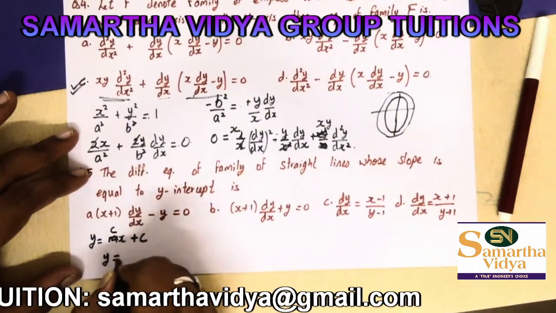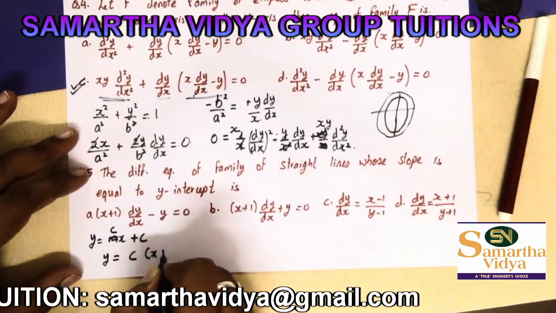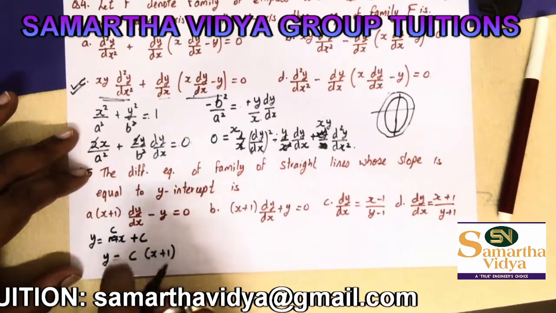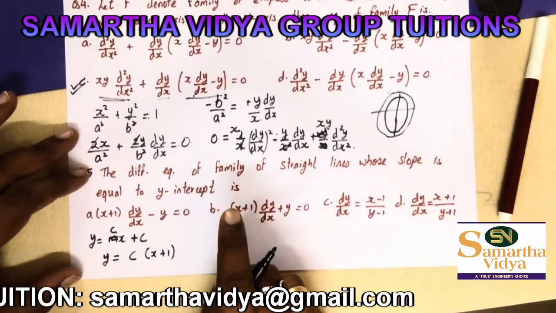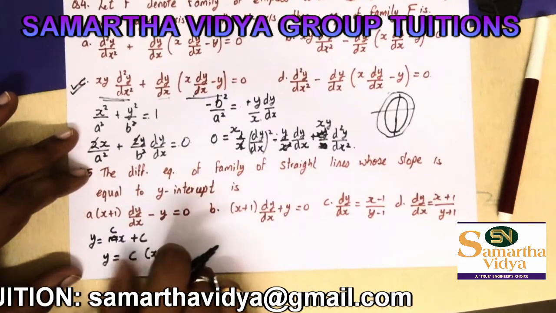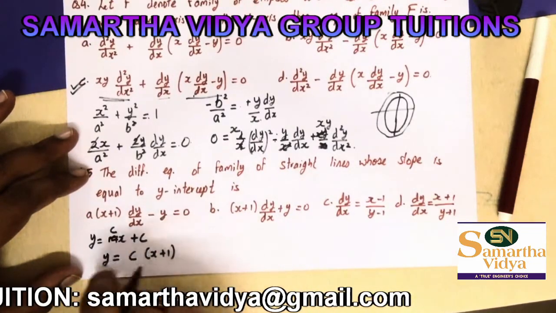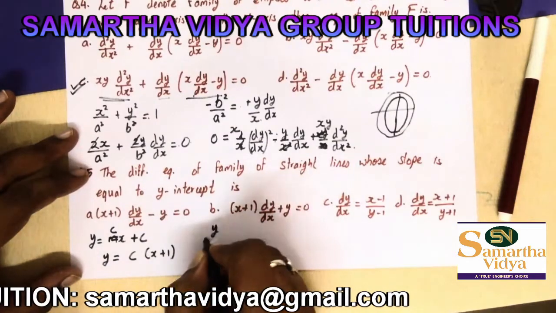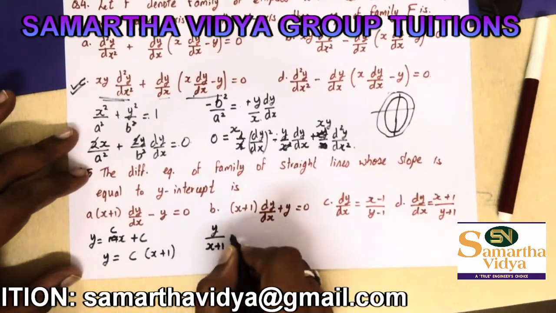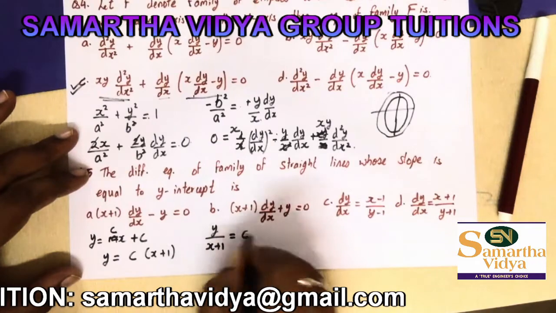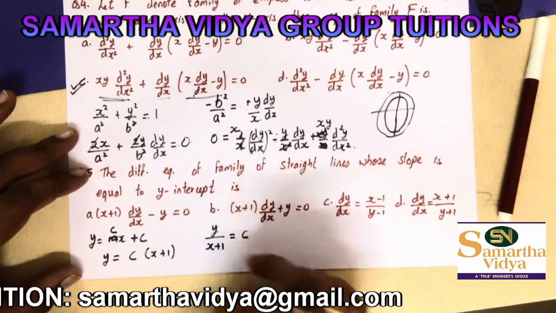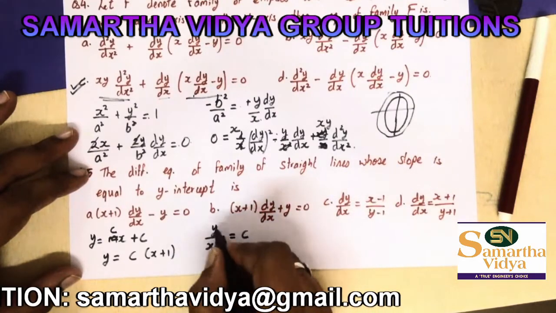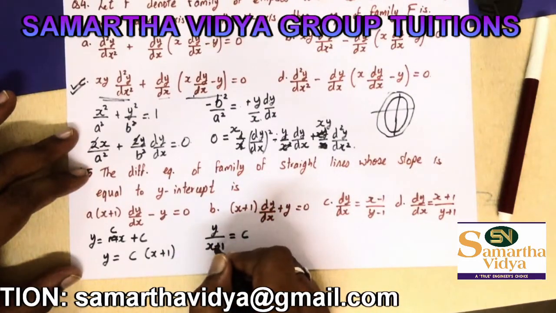So what we can do is take the c common and x plus 1. Since there is only one arbitrary constant, we need to find the derivative only once. Before taking the derivative, we can simply take x plus 1 to the other side. So we have y upon x plus 1 is equal to c. If I find the derivative of this, the derivative of c becomes 0.